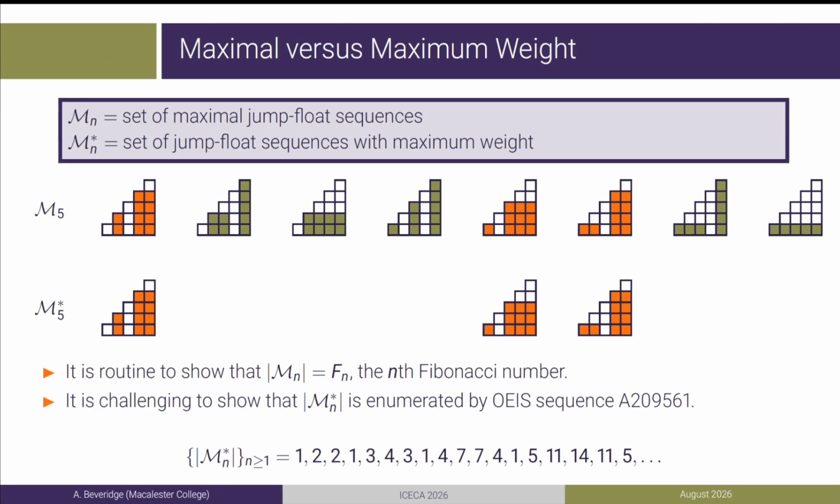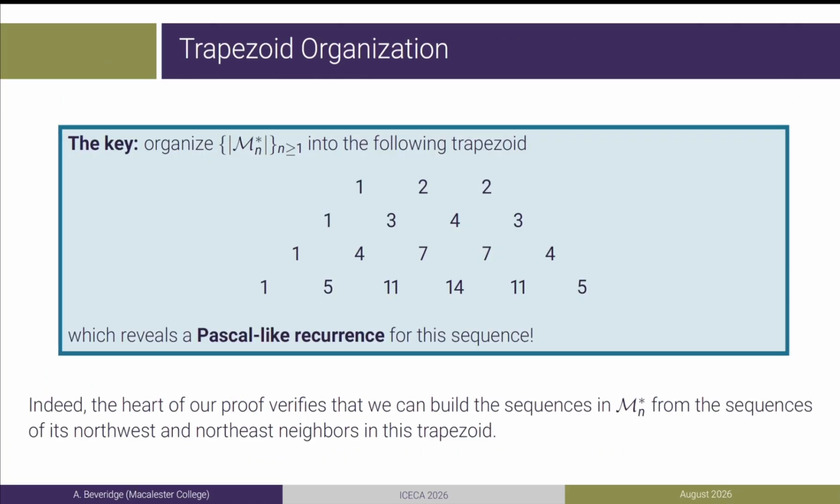Here are the 8 maximal jump float sequences for n equals 5. Among them, 3 achieve the maximum weight of 10. It is routine to show that the number of maximal jump float sequences is the Fibonacci number, but it is very challenging to show that the maximum weight sequences are counted by this sequence from the OEIS. The key to solving this problem is to reorganize the sequence into the trapezoid that you now see. The pattern that I'm hoping reveals itself to you is that we have a Pascal-style recurrence. The value of an interior entry is equal to the sum of its northwest and northeast neighbors. And this Pascal-style recurrence is precisely what we need to prove about the triangles for our jump float sequences.